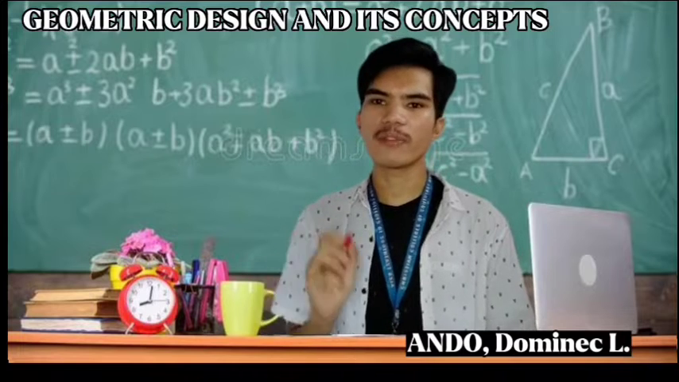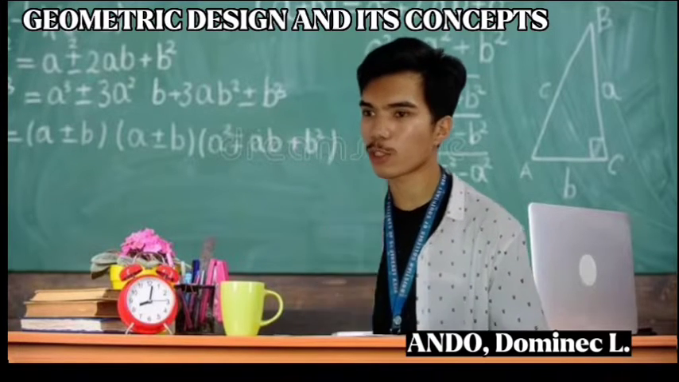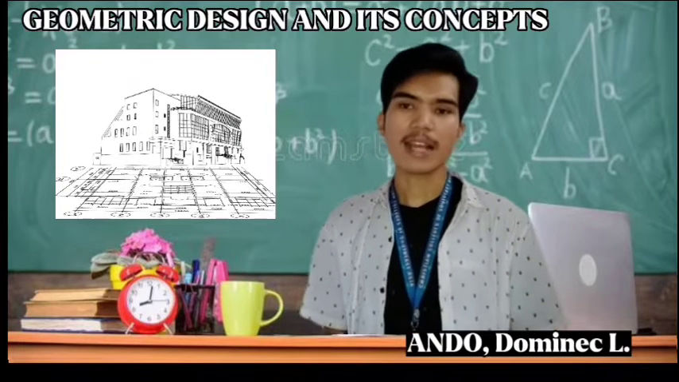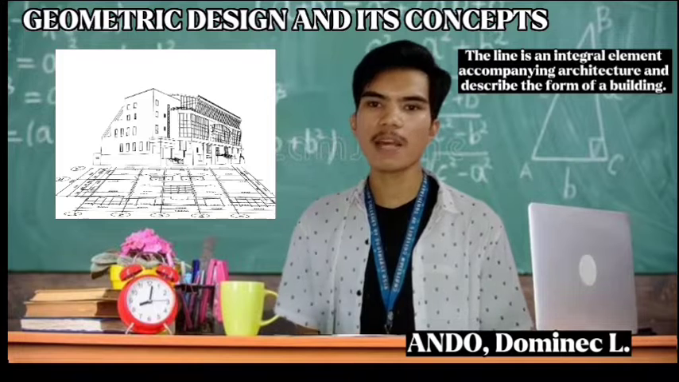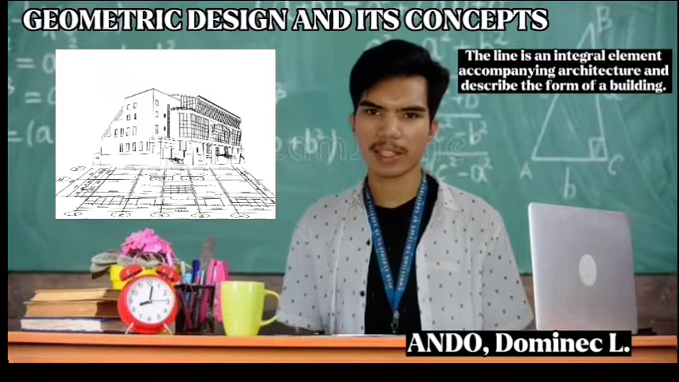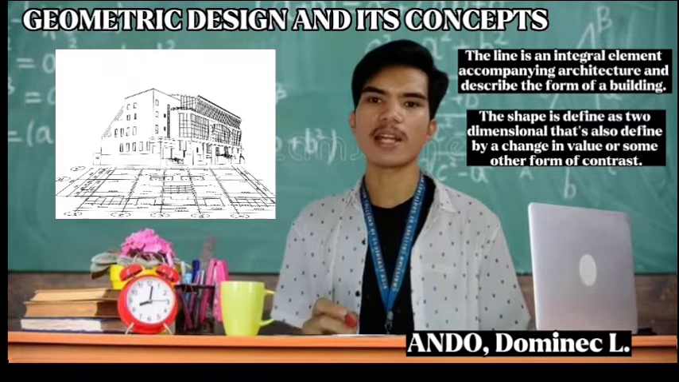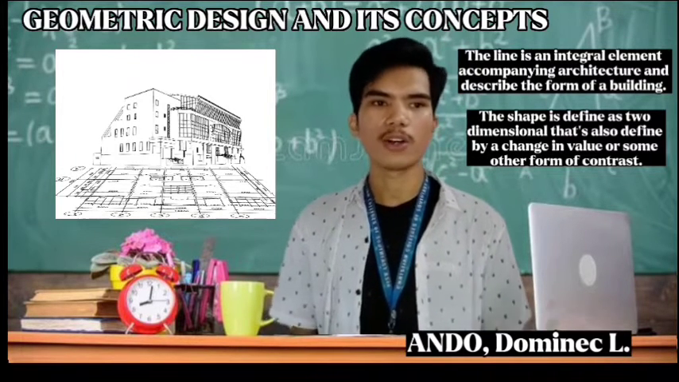Today I will be giving you a task. Make a geometric design and explain it to the class. For example, in this design, I am using the lines and the shapes. The line is an integral element accompanying architecture and describes the form of a building. The shape is defined as two-dimensional, also defined by a change in value or some other form of contrast.